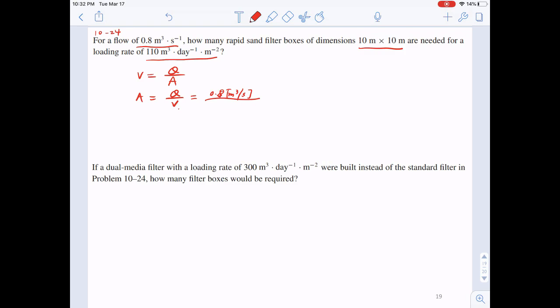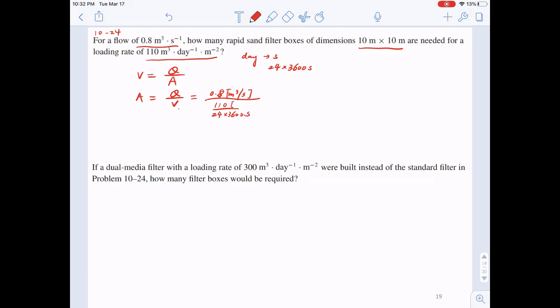For the loading rate, we need to convert days into seconds. Each day is 24 hours multiplied by 3,600 seconds, so that's going to be 110 divided by 24 multiplied by 3,600 seconds.